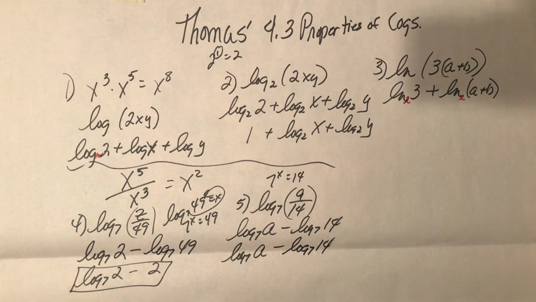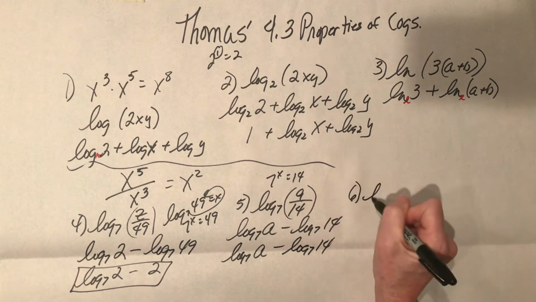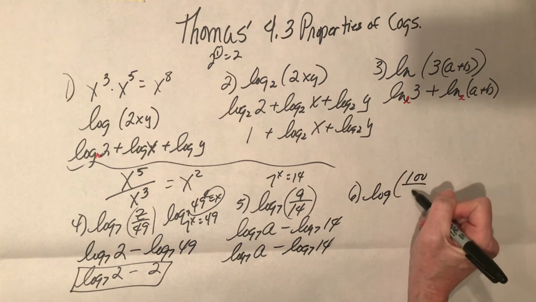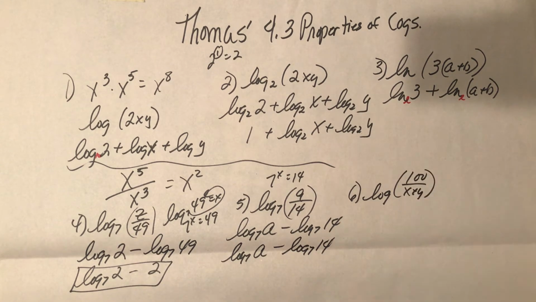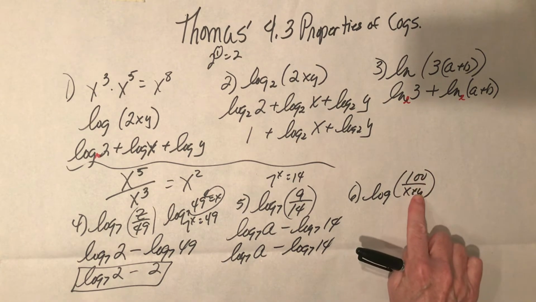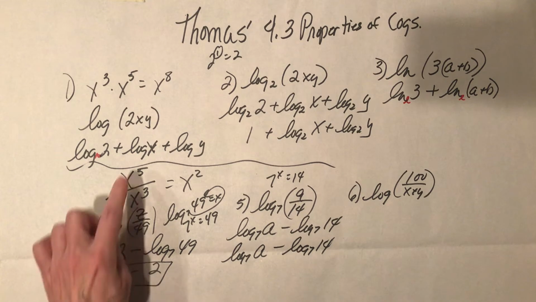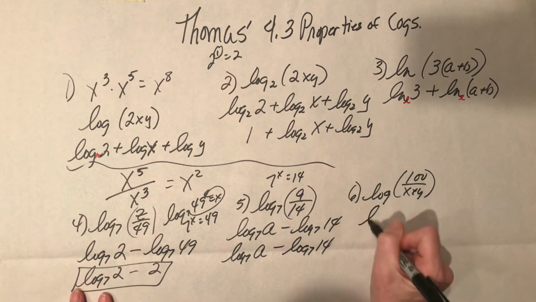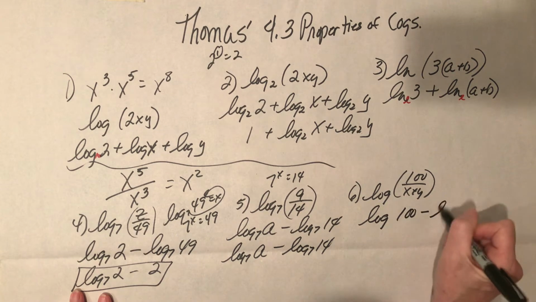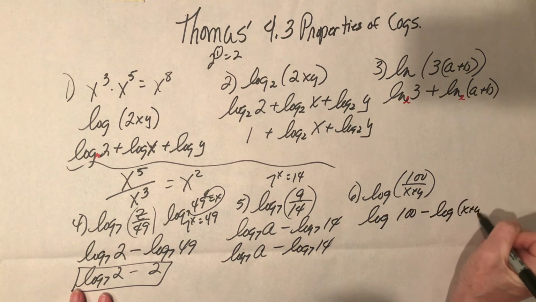Let's look at number 6. Log of a 100 over x plus y. Okay, that's a common log. It doesn't have the base written in there, so we understand the base to be a 10. So let's separate that out. This is a division problem. We know we're going to be subtracting them just like we did exponents. So the common log of 100 minus the common log of x plus y.